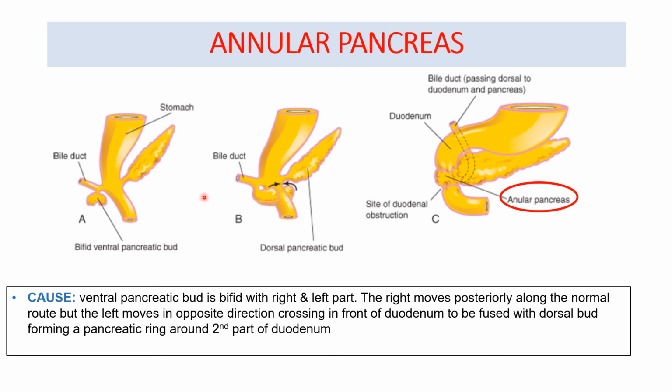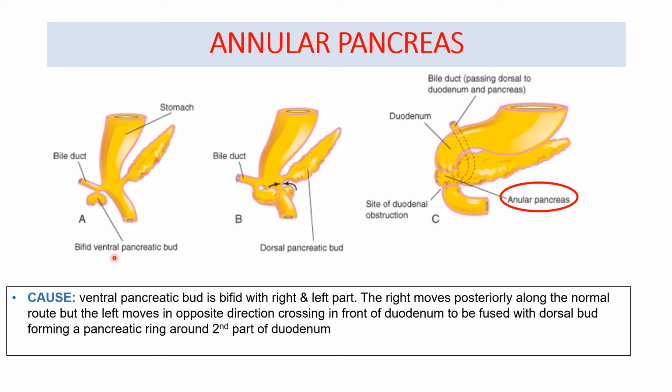Now we come to the clinical aspect of the development of the pancreas. There is an entity called annular pancreas. What do we mean by annular? It is a ring-like structure. So in the third picture, can you see, encircling the duodenum, there is pancreas which is developing, and this is constricting the duodenum. So this is called annular pancreas.